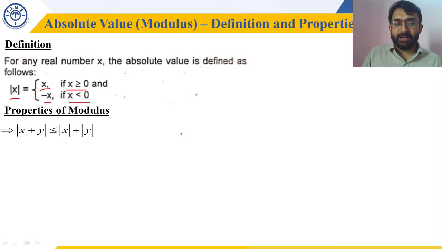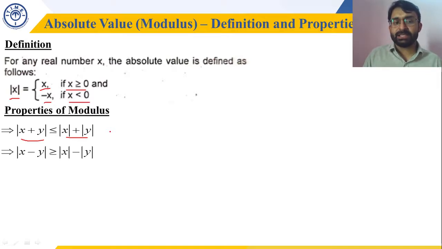First property, mod x plus y is always less than or equal to mod x plus mod y. If we take 3 plus 2, mod 3 plus mod 2 is 5 and 3 plus 2 is again 5. So 5 is equal to 5. If I take x equal to 3 and y equal to minus 2, 3 minus 2 is 1. Mod of 3 is 3 and mod of minus 2 is 2, so the right hand side will give us 5. Mod x plus y will be 1, and 1 is less than 5. So I can say mod x plus y is less than or equal to mod x plus mod y. We can verify by taking values.